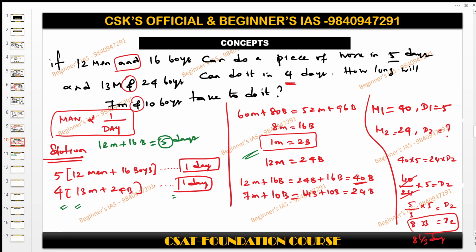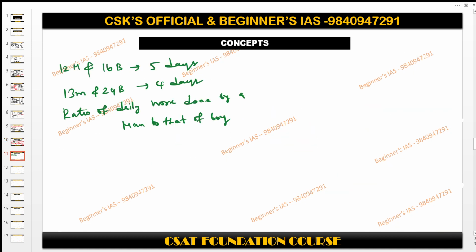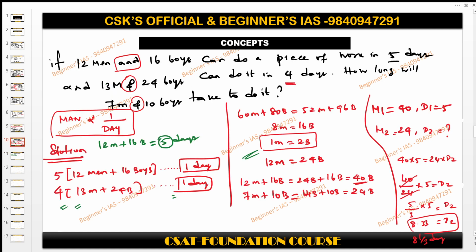Right? Yes, sir. Then the answer will be 1 is to 2 or 2 is to 1. I'm confused. Okay, what is my question here? Man to the boy. 2:1. Man by boy is equal to 2 by 1. Understood? Yes, sir. 2 is to 1. Okay.